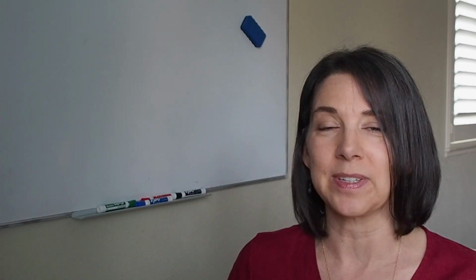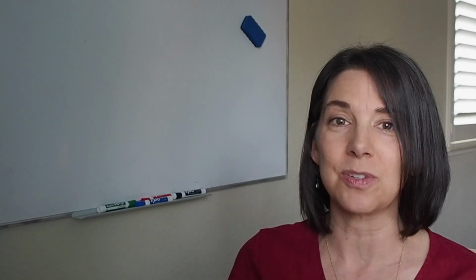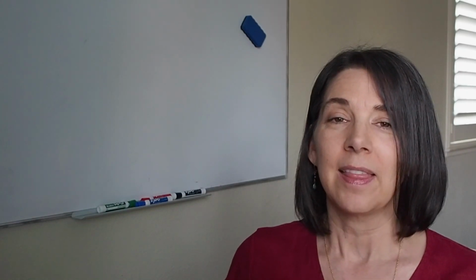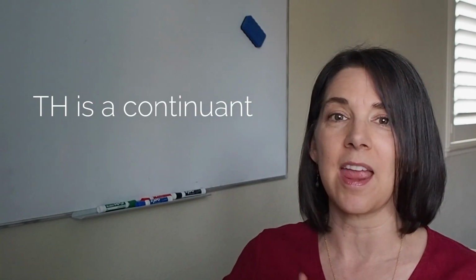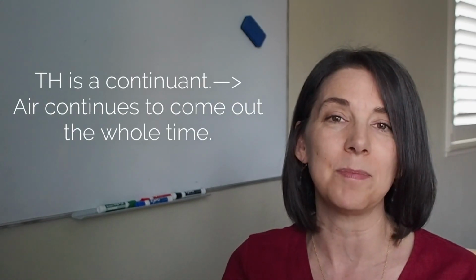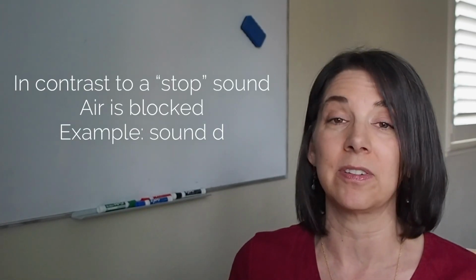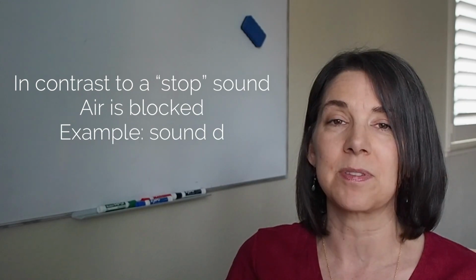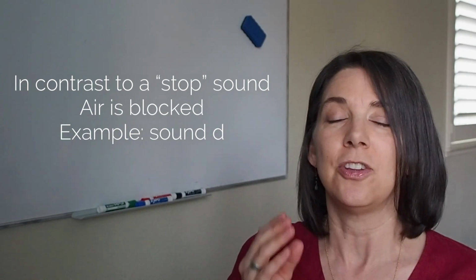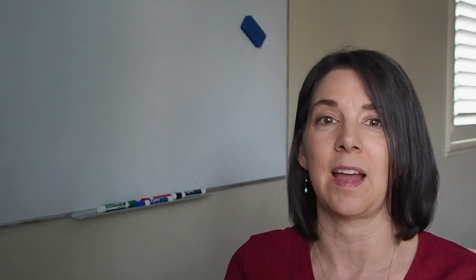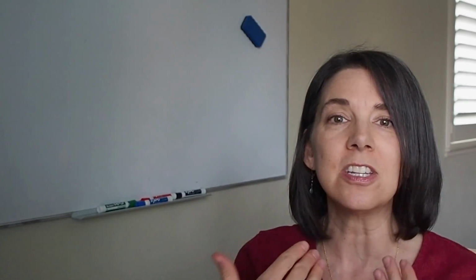The next thing you want to notice is that when you make the voiceless TH sound, air should be coming out the whole time. That's because this kind of sound is what is called a continuant. That means that the air continues to come out the whole time you make the sound. In contrast, there are other sounds in English or in other languages too that are called stops, where the air is stopped from coming out. For example, when you make a D, your tongue goes to make the sound and the air gets blocked. With the TH sound, it's not like that. The air just continues to come out.